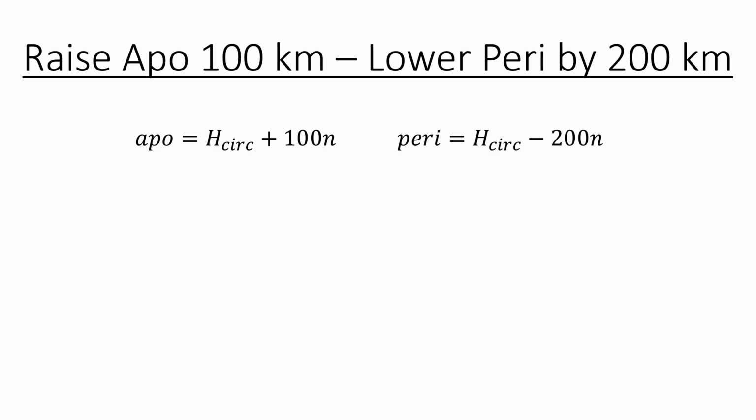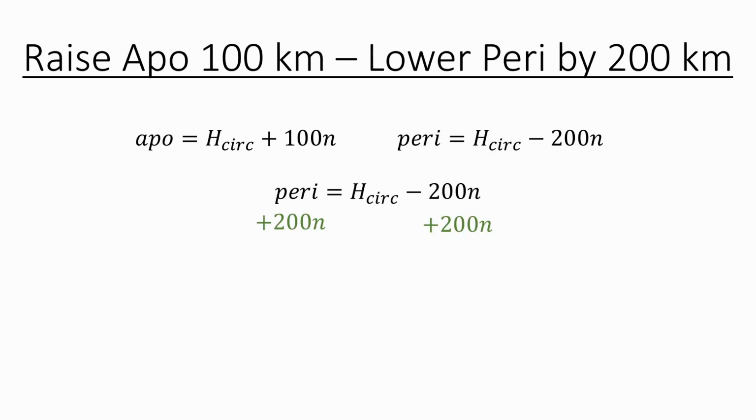That's half a quote-unquote step. That would mean that I would raise my apogee by 50 kilometers, and I would lower my perigee by 100 kilometers. In this case, by putting in just an n, I'm saying I could take any steps that I want on here and have a general solution.